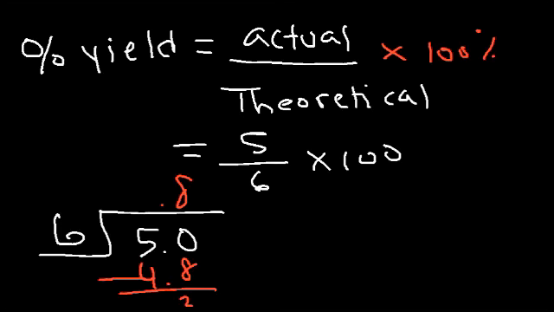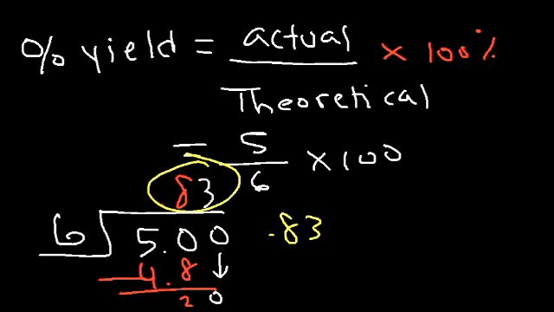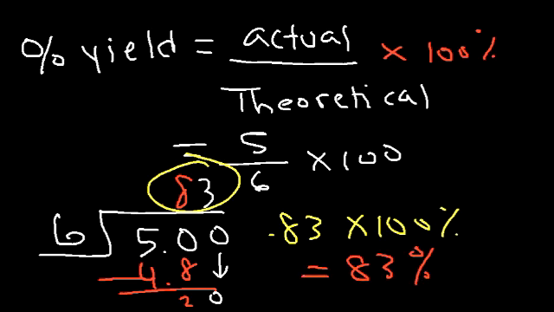And let's put a 0. So how many times does 6 go into 20? 6 goes into 20 at least 3 times. And so 6 times 3 is 18. 20 minus 18 is 2. So this is going to keep on going forever. So 0.83 is enough. So 5 over 6 is about 0.83. And if we multiply by 100%, the answer is about 83%. So that is the percent yield for this reaction.